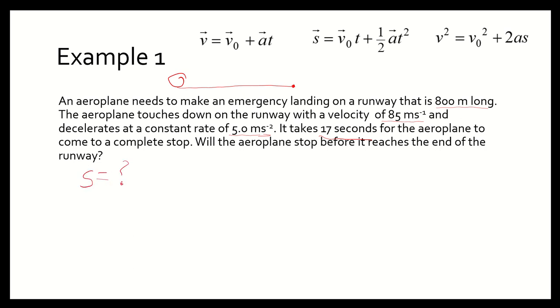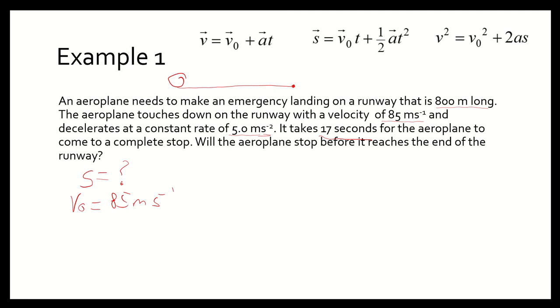Usually we can be lazy and we don't have to write the arrows. It's fine just to write S for displacement. I know it's a vector, but it's a bit annoying drawing the arrows all the time, so you can get away with it. Now, what do we know? The airplane touches down on the runway with a velocity of, so that's its initial velocity. That's what it's starting off at. So its initial velocity is 85 meters per second. Pretty quick. And it decelerates at a constant rate of 5 meters per second squared.